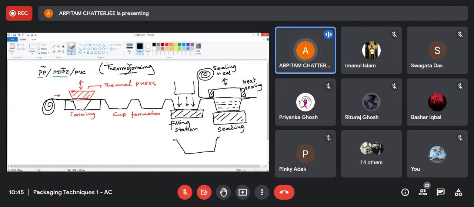And where can we see this? This is a very popular process. If you see the packaging of ice cream, some cheese, butter, margarine, this kind of stuff, or even in some cases jam, they also have this kind of packaging. Okay, I'm just going to show you one example of this.